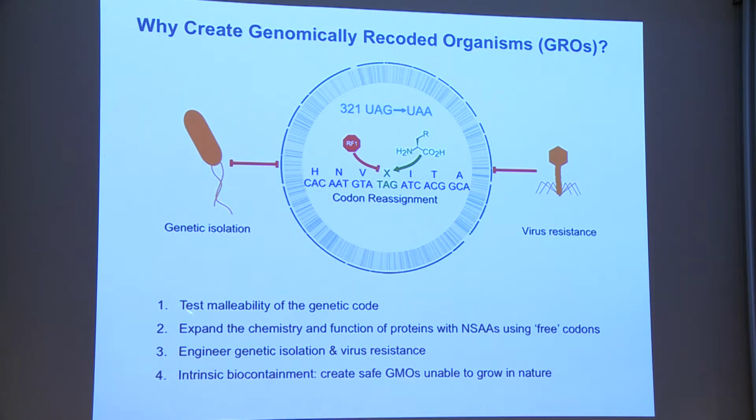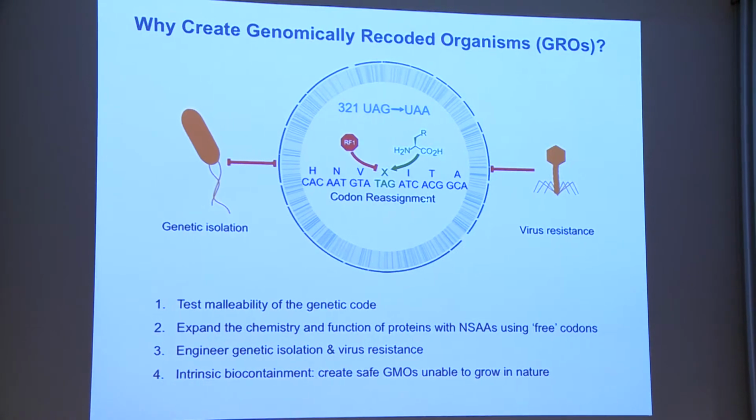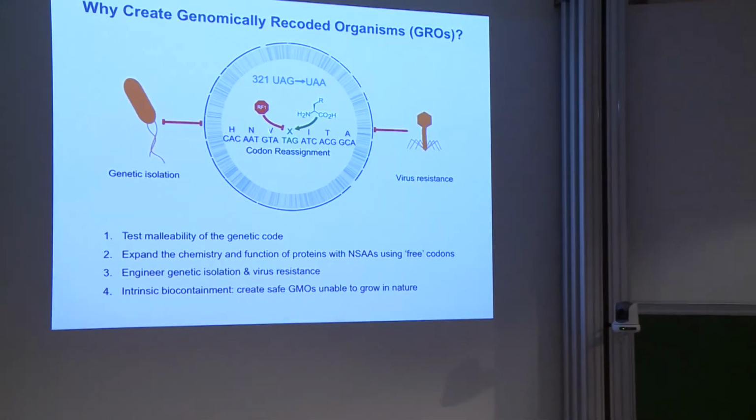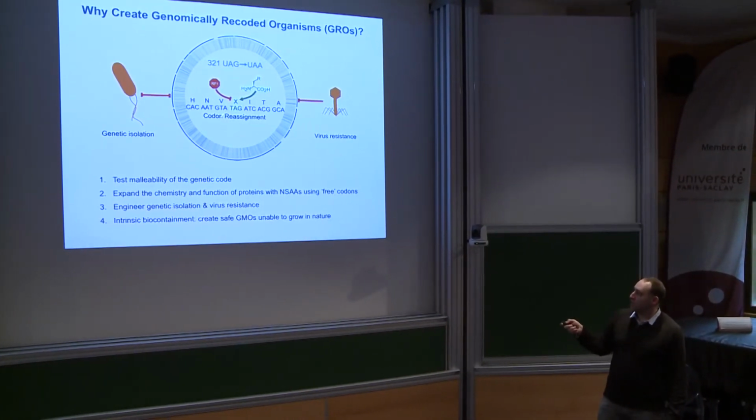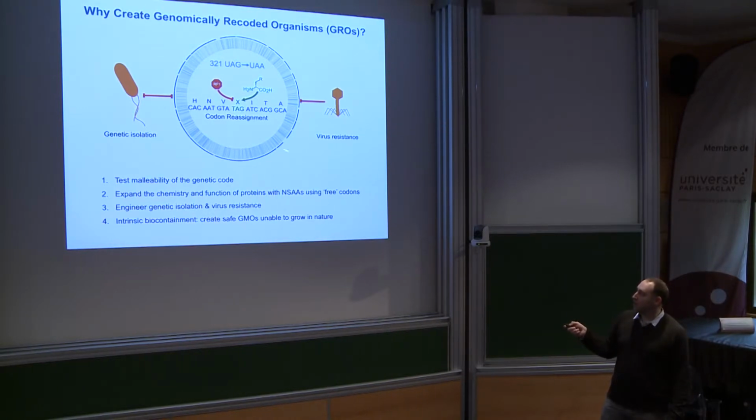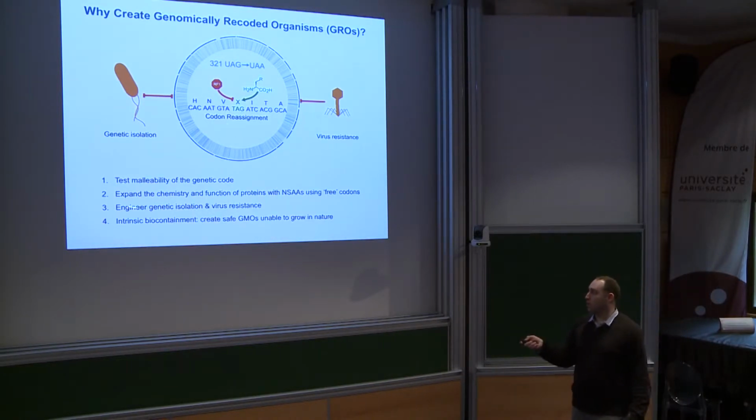And then we had a few other goals and hypotheses. By virtue of having an alternate genetic code, would that allow us to create genetic firewalls such that we could genetically isolate these organisms from other organisms or viruses in the environment? So for example, what would happen if we took viruses and tried to infect a recoded genome? Could that viral genome be properly expressed in the context of a recoded genome? And then lastly, could we take this a step further by creating dependencies on synthetic amino acids for these organisms to grow, as a way to address some of the challenges of intrinsic biocontainment?